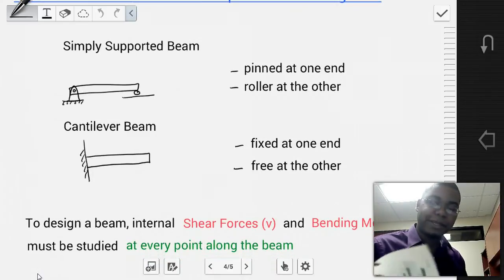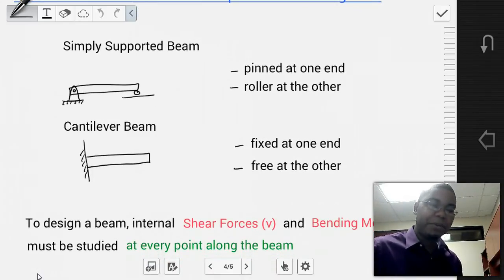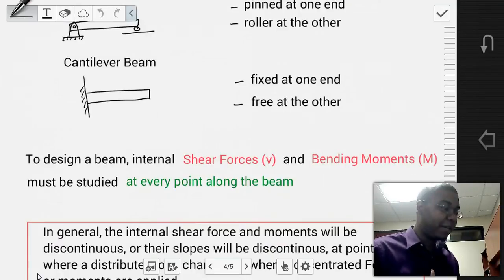Now sometimes we want to design a beam. We want to design a beam to be able to withstand a certain amount of internal load. In order to design a beam, the internal shear forces and bending moments must be studied, and they must be studied at every point along the beam.